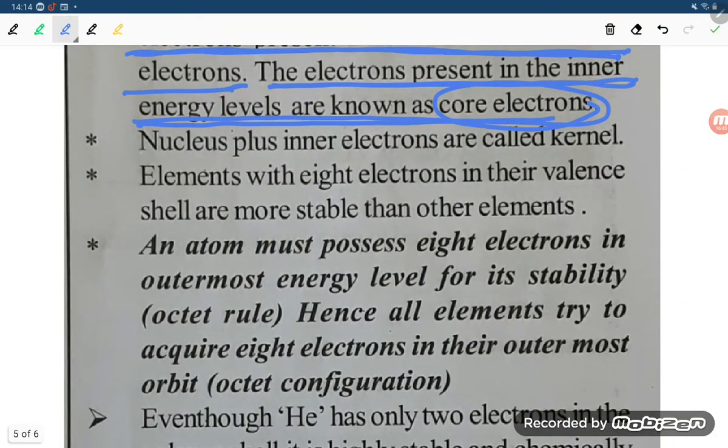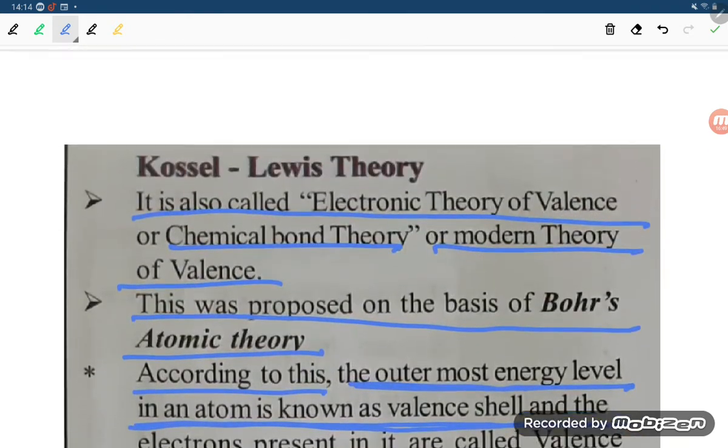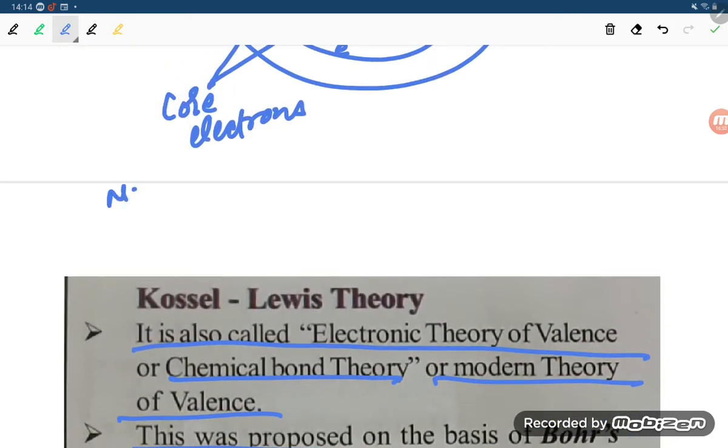Next one: nucleus plus inner electrons is called, student, the kernel.